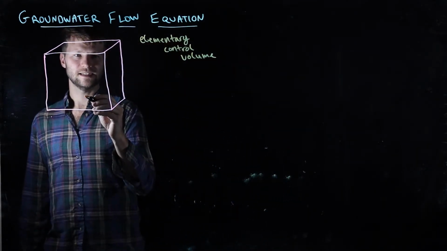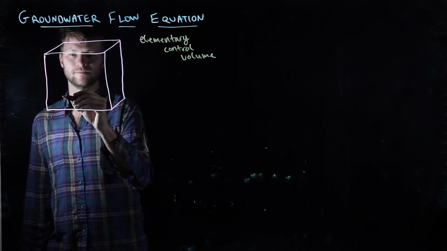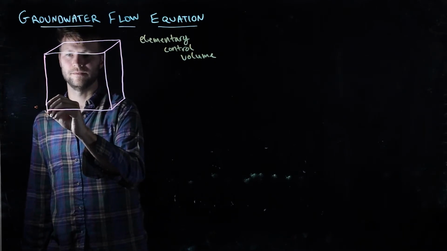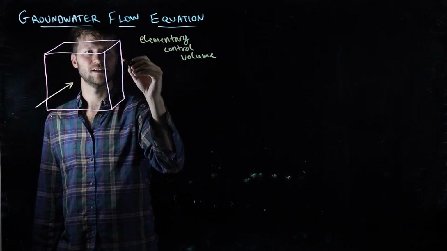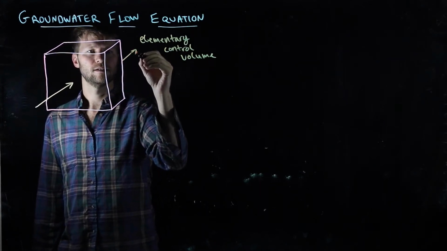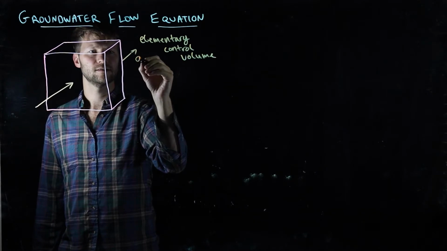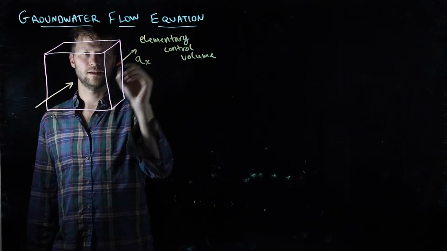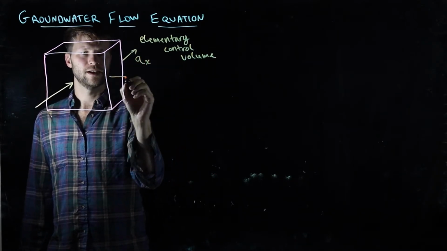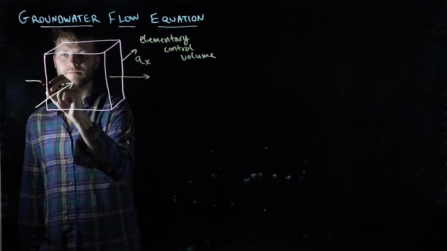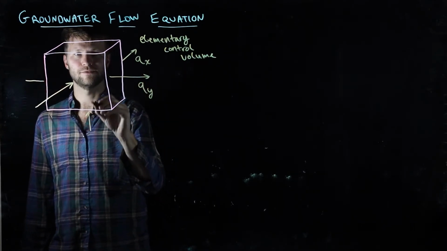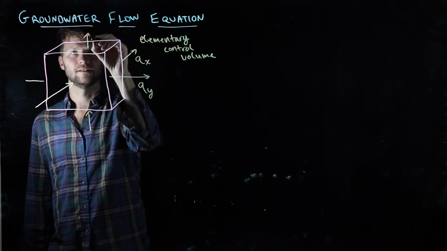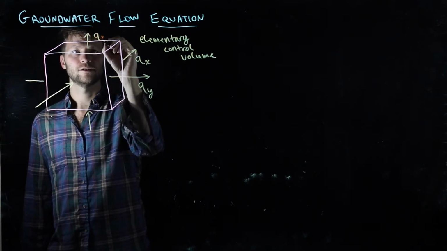So let's get some flow into and out of here. I'll have flow across this plane here. We'll call this QX. In the X direction, we can have flow coming out here, QY, and then we can also have flow across this plane here, QZ.